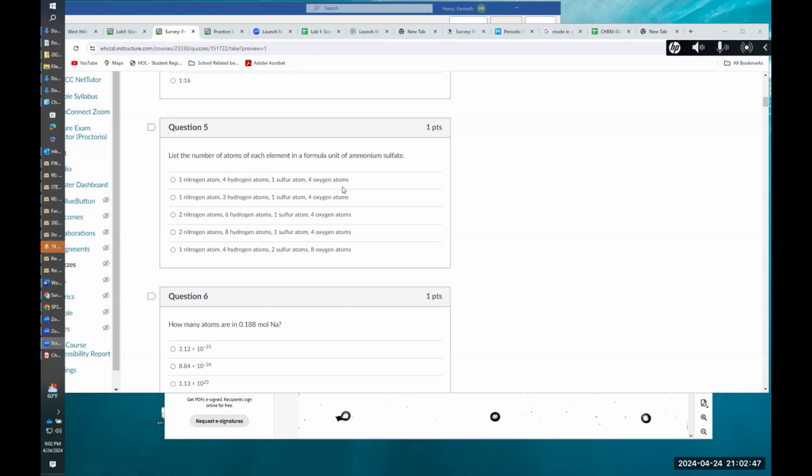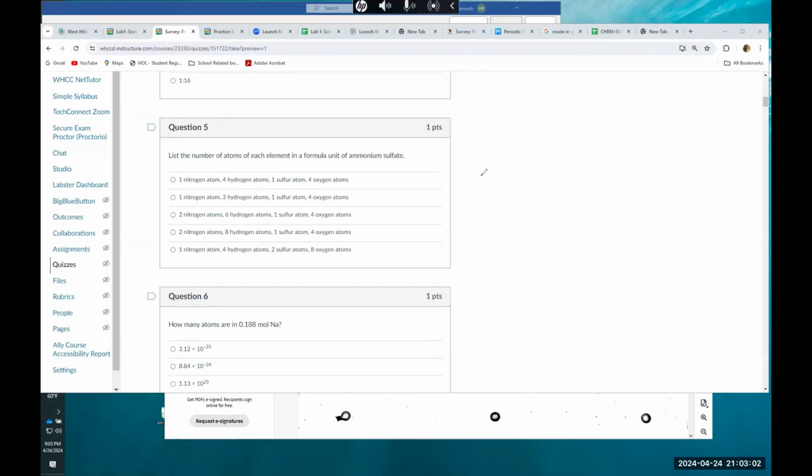NH4S. NH4. Oh, wait. Not S. It's something else. It's polyatomic. Is it (NH4)2SO4? Okay, SO4. So it's NH4, and you said parentheses, I'm assuming, 2, SO4. That's right. That's correct.